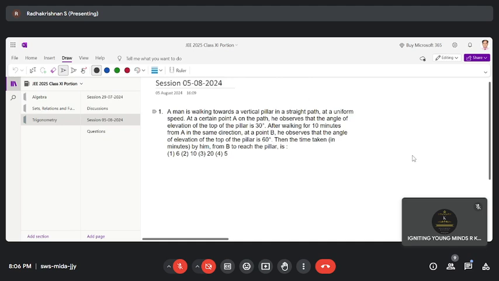Like I said, it's very important. There's no point in me doing all the problems. I want you all to do the problems. So let's see, I see that only Geeta has done this problem.